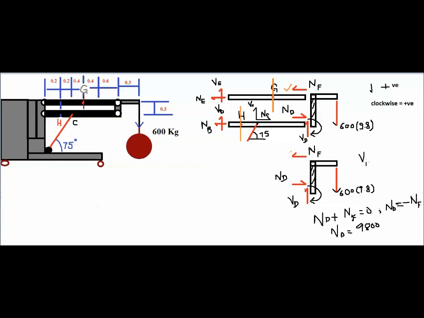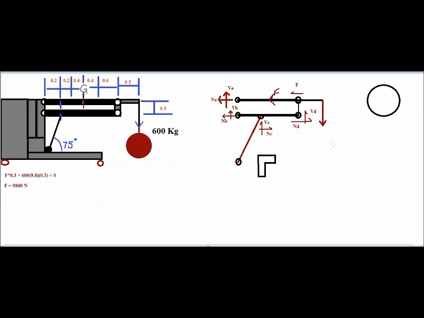Since VD plus 600 into 9.8 is equal to 0, according to the summation of Fy equal to 0, forces in the y direction equal to 0, we have VD equal to minus, I think it is 5880. I'm not sure, you can do the calculations. So you got the forces VD.